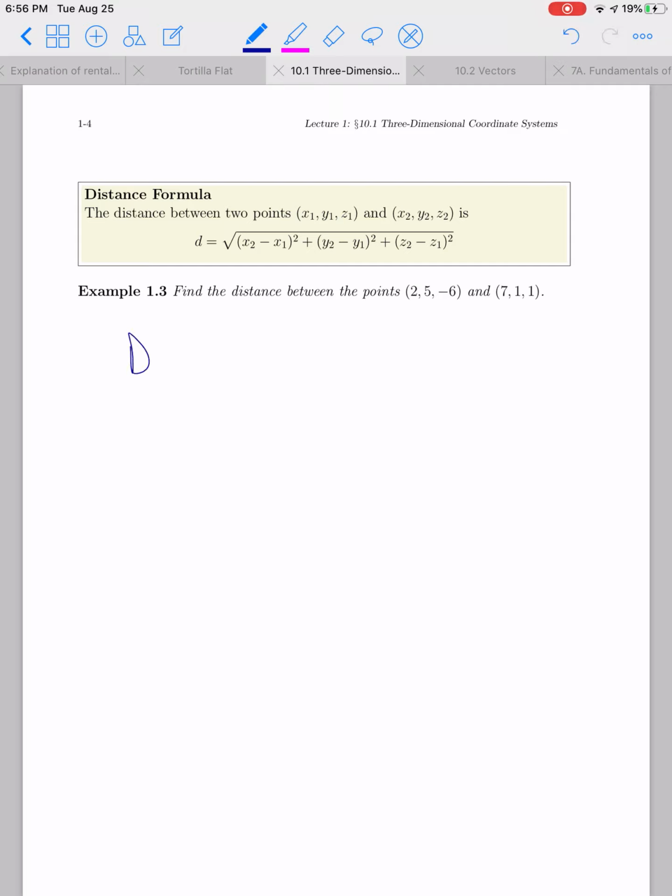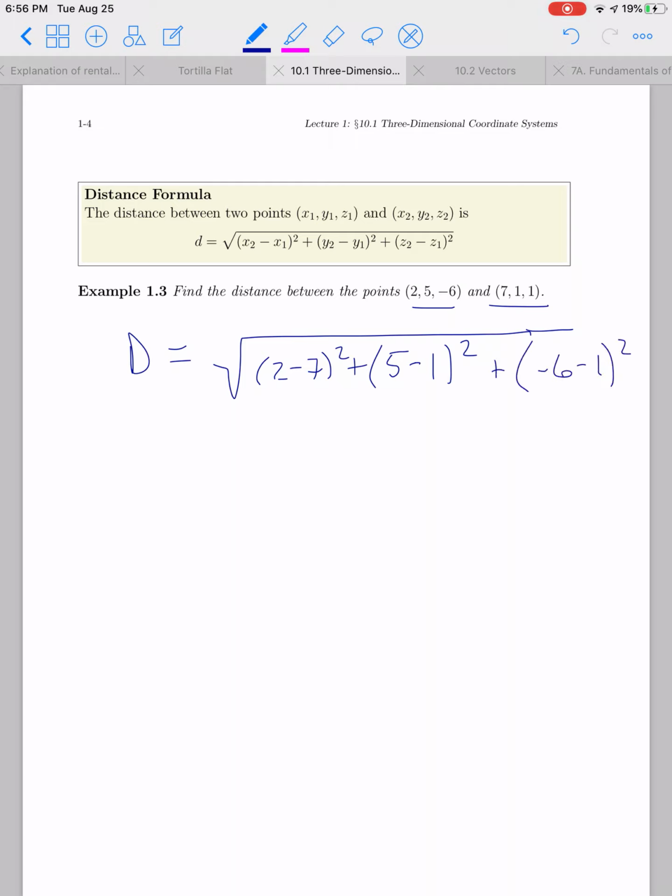So we want to find the distance between this point and this point. It doesn't matter which order in any of these because we're taking the difference of two things, we're squaring a difference, so ultimately we don't have to be too careful. But I'll keep everything in order just for neatness' sake. 2 minus 7 squared plus 5 minus 1 squared. You see that I'm doing the first point minus the second point, coordinate by coordinate. Negative 6 minus 1 squared, the same distance formula we've been using since middle school.